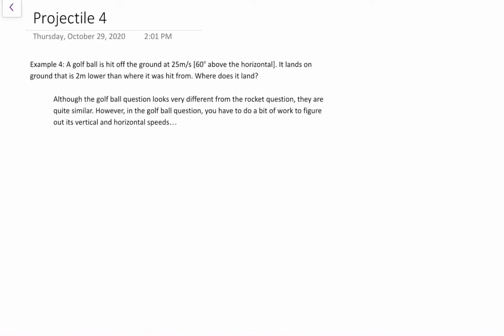This is a more realistic projectile motion question. The ones we did in grade 11, everything had to be launched horizontally. That's a little bit silly. In the real world, things are going to get thrown or kicked or launched on an angle. So this matches up more nicely with what we see.